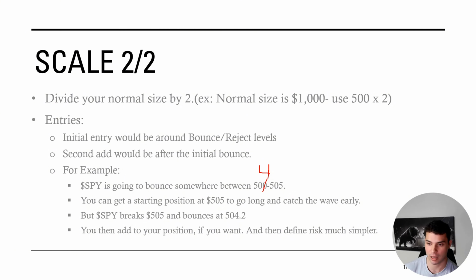I will add to my position if you want, and then define risk much simpler. Now it's much simpler. Now I can define my stop below 504 if it does break 504. Perfect. See, that's what I mean when you add into your final position, you can get a better risk with that. That's why you add.